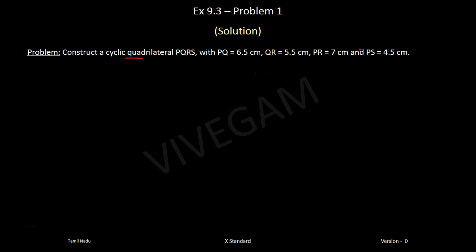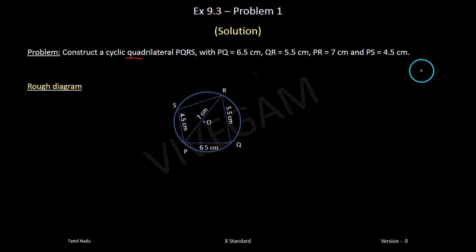So that's fine. Let's make a simple rough diagram. So this is our rough diagram. PQRS, where all the vertices lie on the circle, and we have the 4 measurements. PQ is given, and PR is given, QR is given, PS is given. So that's how the quadrilateral will finally look. But let me just go through that very quickly.